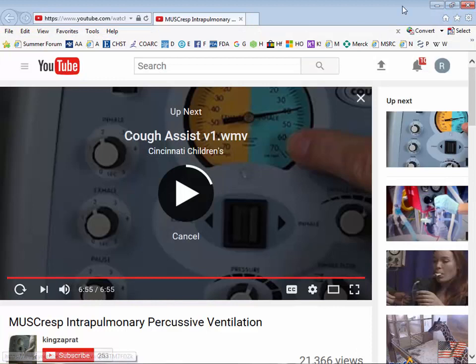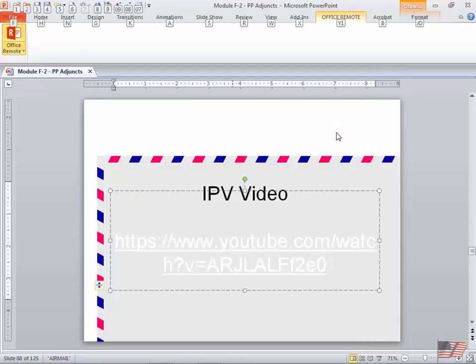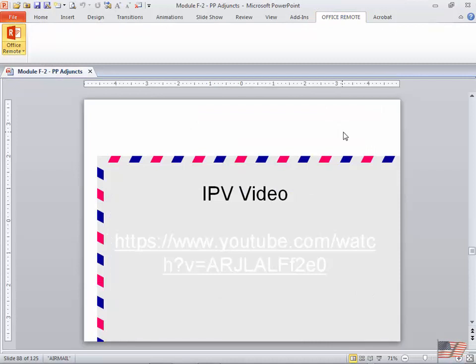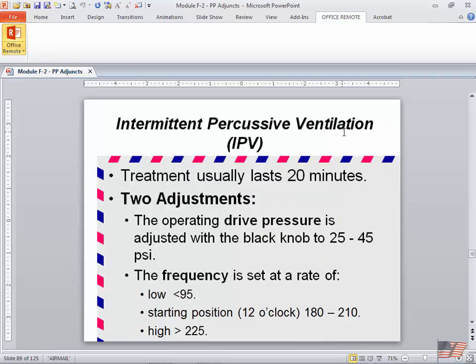Get the gist? So that's intermittent percussive ventilation, also known as a percussionaire. And we do have one of these in the lab, so what we'll do is get them both set up so you can at least, if you want to try them, feel what your patient experiences. It's pretty freaky. Usually it lasts 2 minutes.